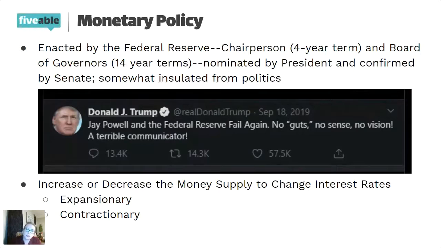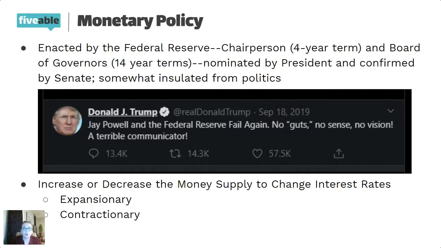The chairperson is nominated by the president and confirmed by the Senate, just like all appointments. But the chairperson has a 4-year term, and so the president can't just fire him. This time it's Jerome Powell. The president can't just fire him anytime he wants.